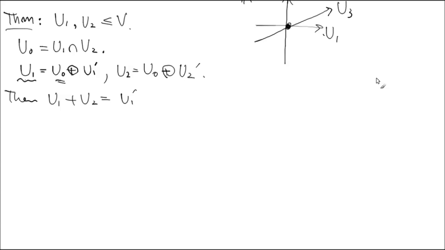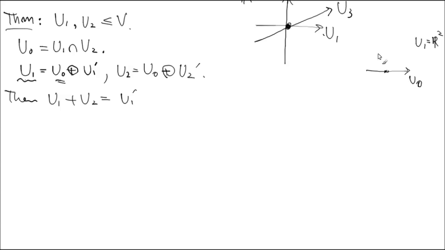So for example, if this is U1 in R2, what is your U1 prime? And if this is U0, and U1 is this whole plane, what is your choice of U1 prime? Anything but that line, right? It's going to generate the whole thing. And the intersection is 0.